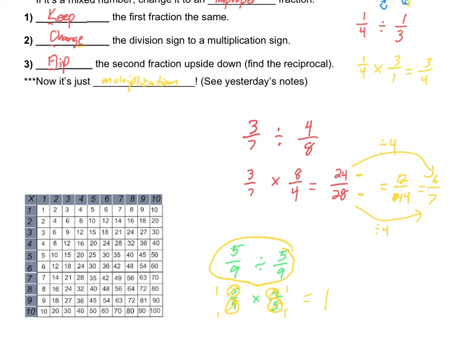Okay, one more. 3/7 divided by 21 twelfths. Okay, so we're going to keep 3/7, change it, flip it. Now we're going to see if we can reduce early. The 3 and the 21, we can divide them both by 3. The 12 and the 7, we can't. So now we multiply straight across, 12 over 49. And that is already simplified and reduced. All right, that's how we divide. Keep it, change it, flip it.